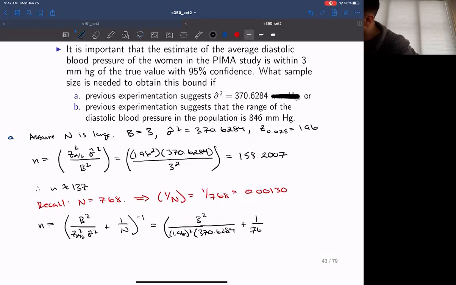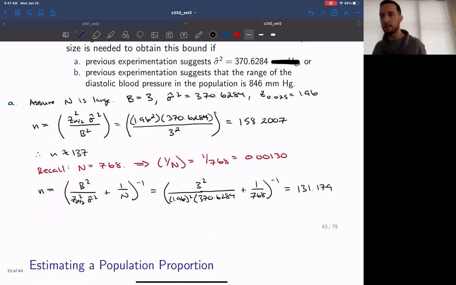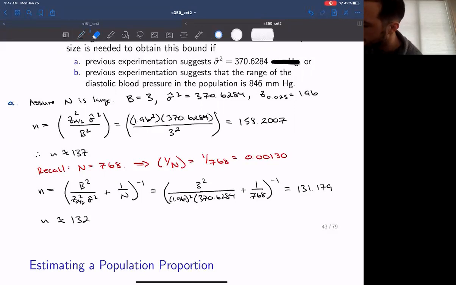1 over 768 inverted. And then that would give us, wow, yeah, it's quite different. 131.179. So clearly a sample size of 768 should not be considered too large in this case. Okay, so that would mean that n is approximately 132 here.